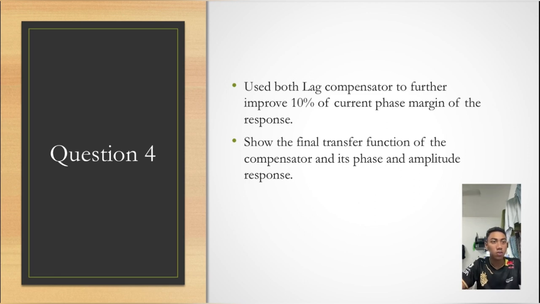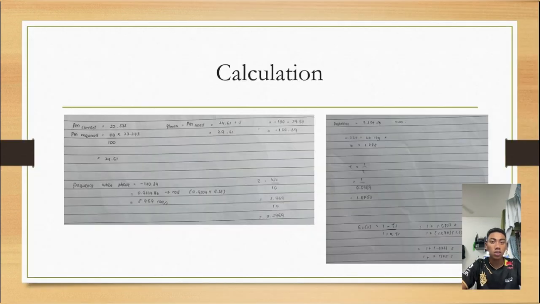Okay, for question 4, the question asks to use a Bode lead compensator to further improve 10% of the current phase margin of the response and show the final transfer function. Next, for the calculation, the first one, we need to find the current PM, which is 22.37.